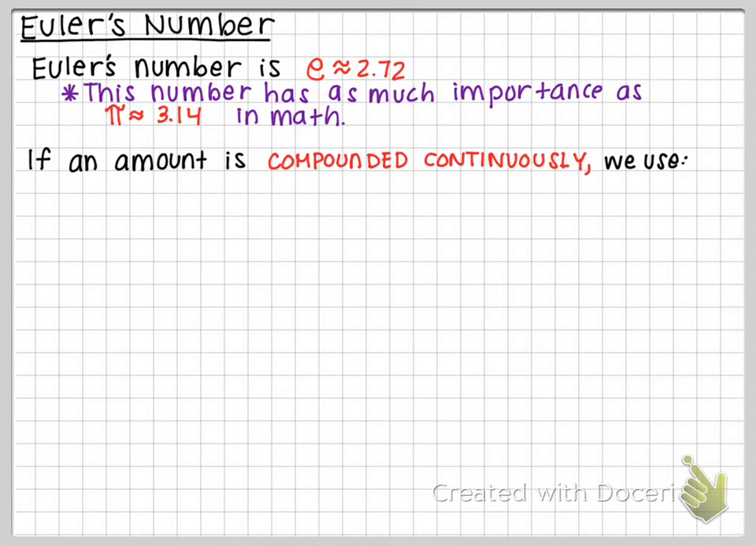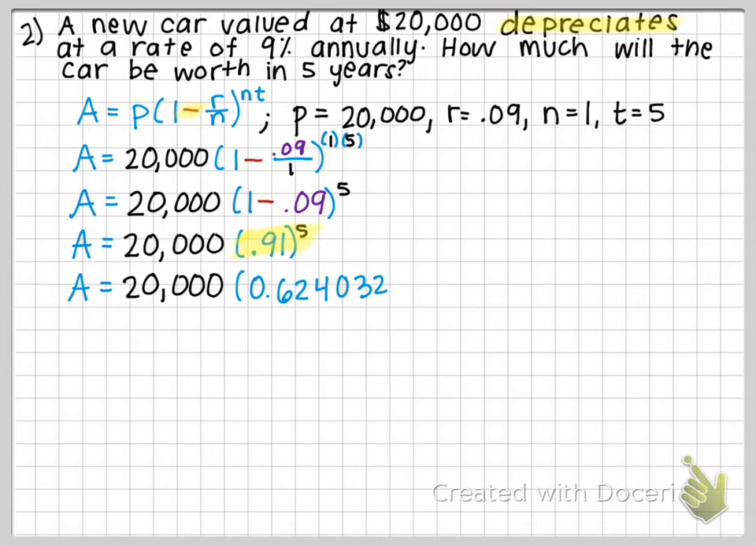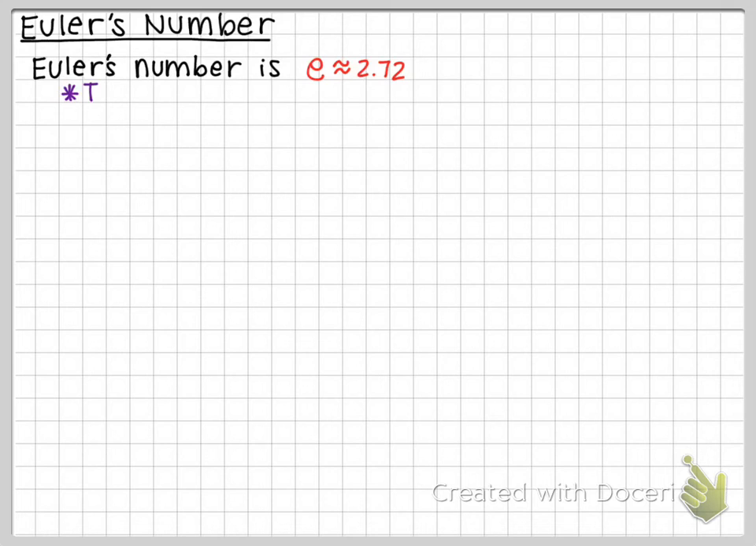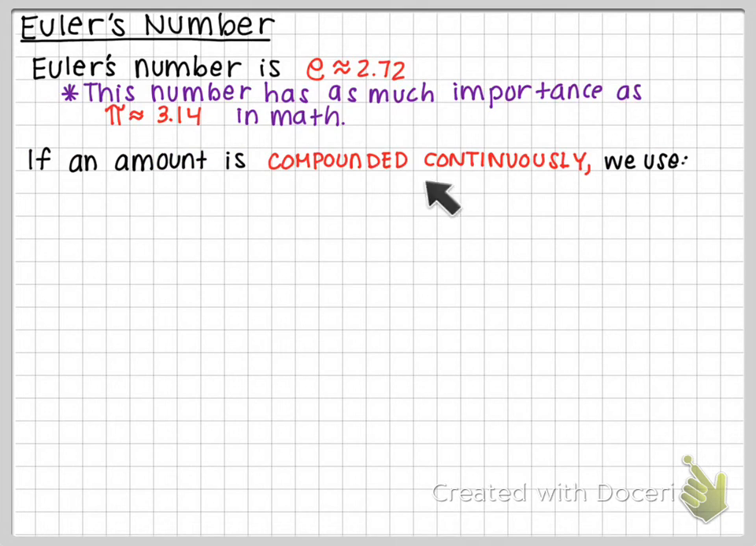If an amount is compounded continuously, so remember back on this page, it said compounded, and then it could be annually or monthly or yearly or whatever. Okay, it depreciates at a certain amount or it grows at a certain amount. When you're talking about compounding continuously, we use a different formula. It's A equals P times E raised to the RT. So this is the key word here, continuously. If you see compounded continuously, you know you're going to be using this formula instead.